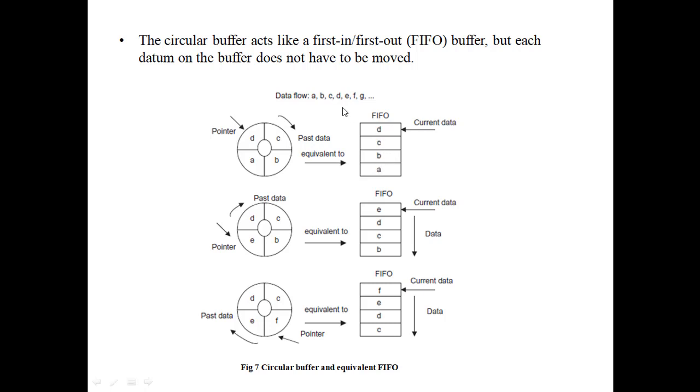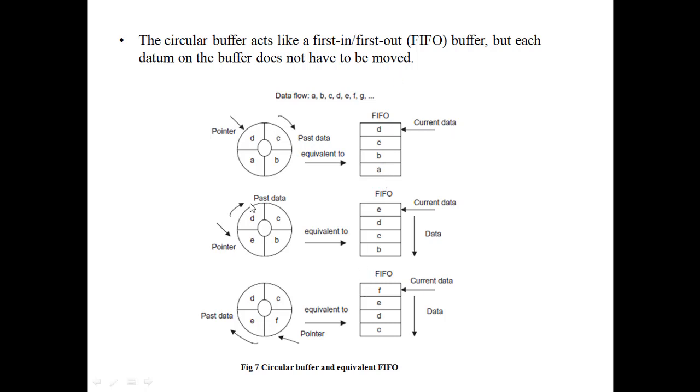When new data E comes, E comes to the D position, and D is shifted below, C is shifted below, and B is shifted below. So D is here now, C is here, and B is here. A is pushed out, right? Now the current data is pointing to the newest data. Similarly, when the next new data F comes, F occupies E's position, and E, D, C will be moved down, and this continues. So this is what is happening in a sequential first in first out buffer.